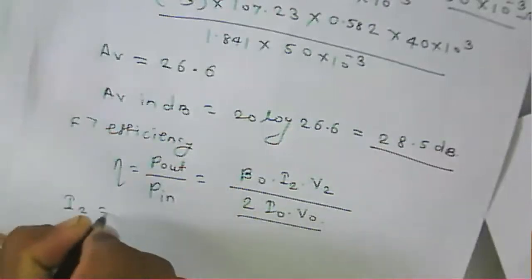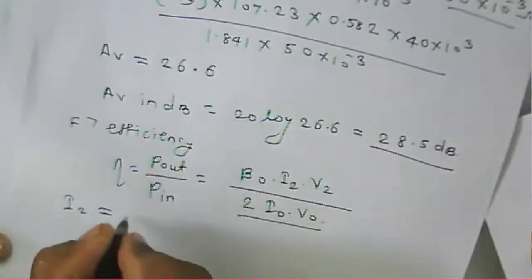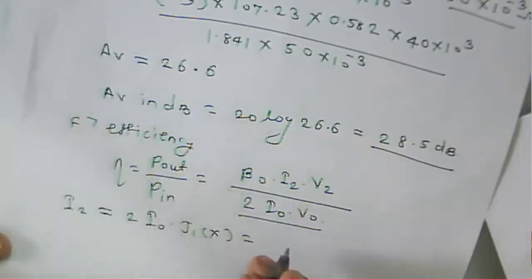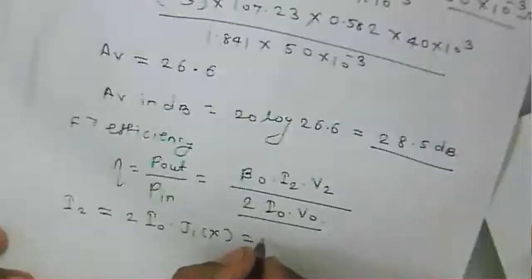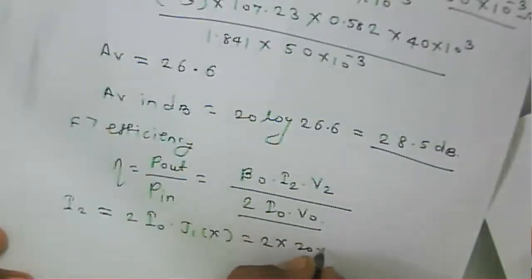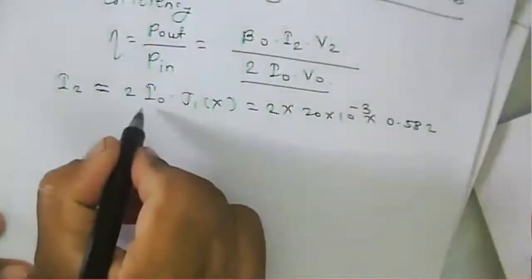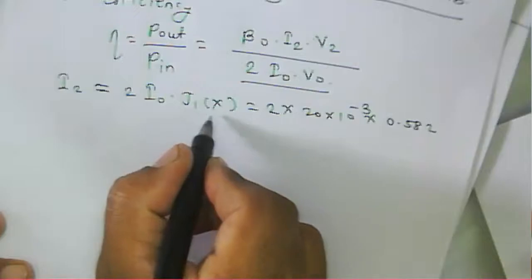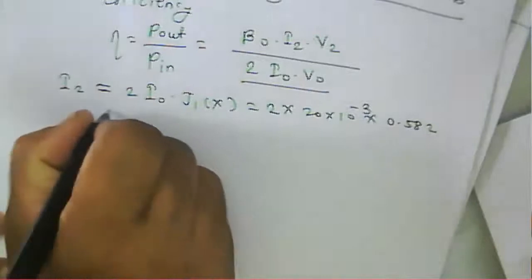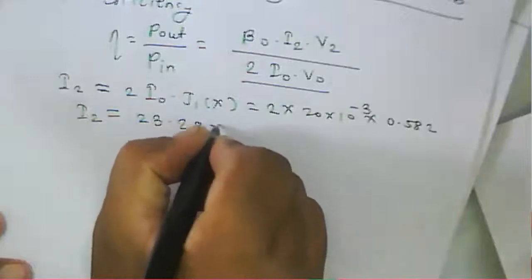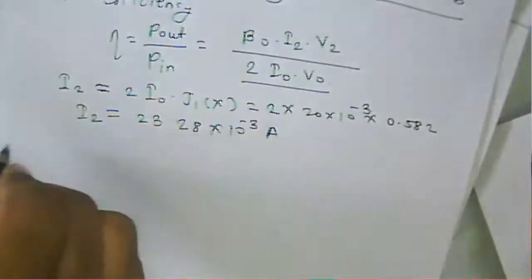So I2, the current for the output cavity, is chosen from the beam current I0, J1 of X, because that is where we get the maximum value. We know that I0 is 20 into 10 to the power minus 3, and J1 of X is about 0.58. So I2 is beta I0 into J1 of X, that is beta into 20 into 10 to the power minus 3 into 0.58. After solving, we get I2 as 23.28 into 10 to the power minus 3 ampere.